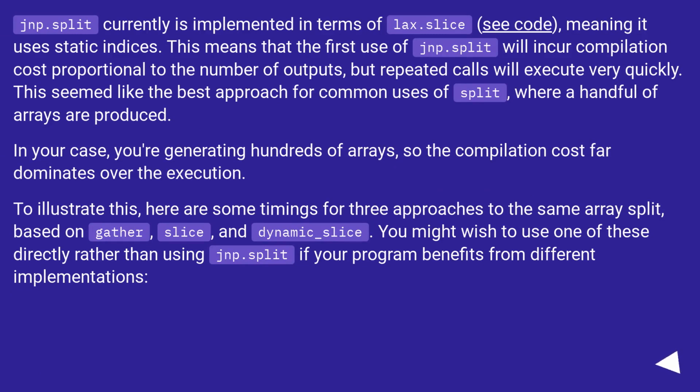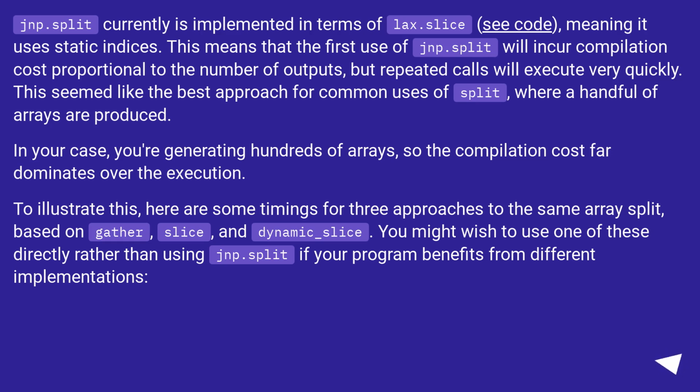jnp.split currently is implemented in terms of lax.slice, meaning it uses static indices. This means that the first use of jnp.split will incur compilation cost proportional to the number of outputs, but repeated calls will execute very quickly. This seemed like the best approach for common uses of split, where a handful of arrays are produced. In your case, you're generating hundreds of arrays, so the compilation cost far dominates over the execution.